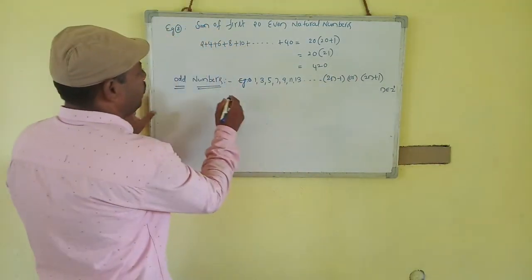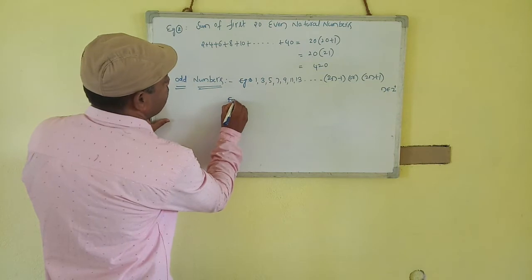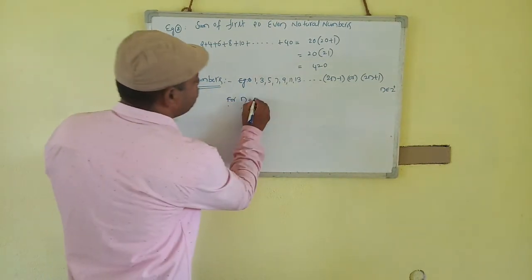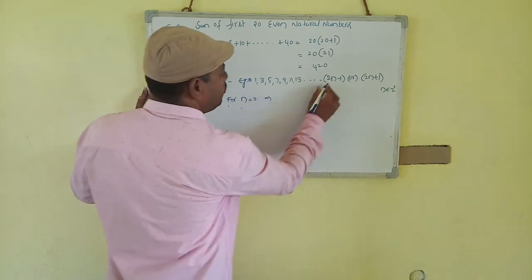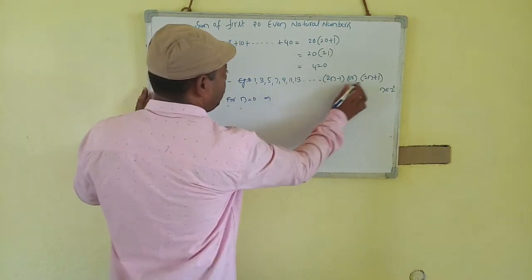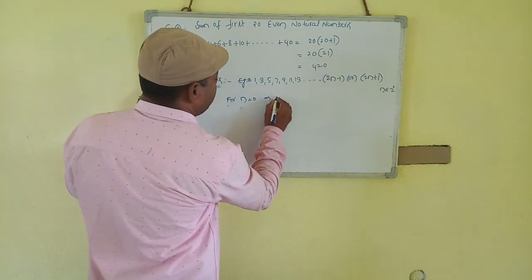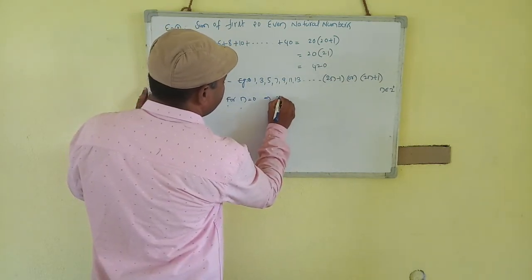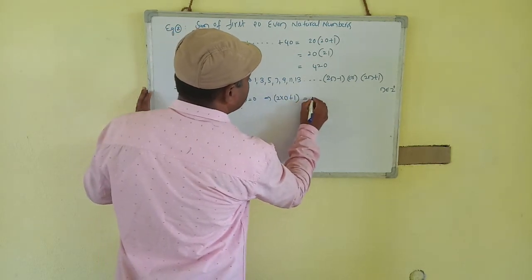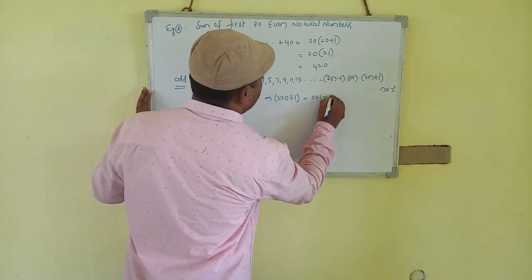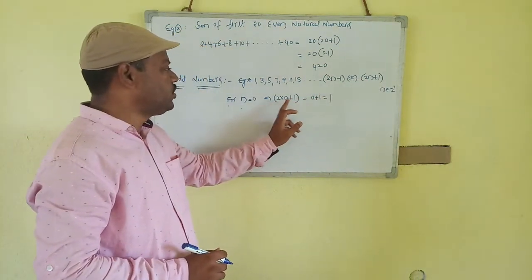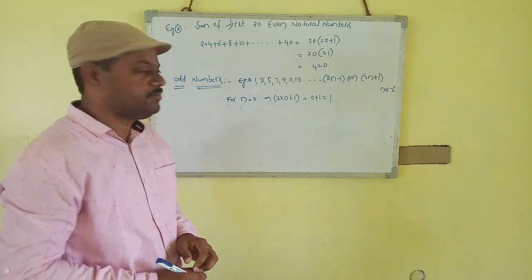For example, n is equal to 0. Then 2n plus 1 means 2 into 0 plus 1, that is 0 plus 1, which is equal to 1.